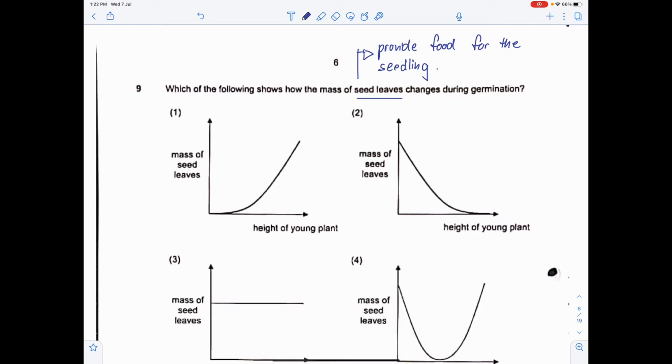Before that, there will be no photosynthesis. So because of that, your plant needs to grow, right? So the seed leaves are the ones that provide food for your plant to grow. So very straightforward, the answer will be number 2, because it should decrease as the height of the young plant grows, okay? Because it will use up this seed leaf for its growth. So answer 2.